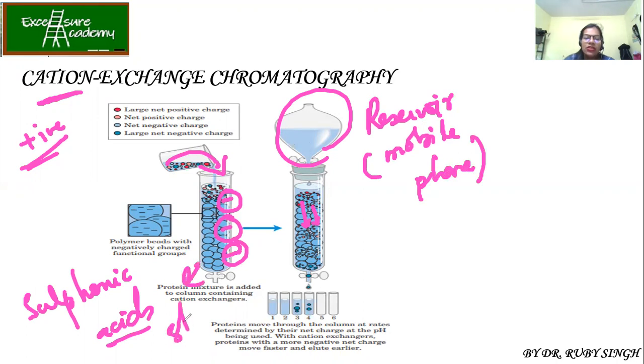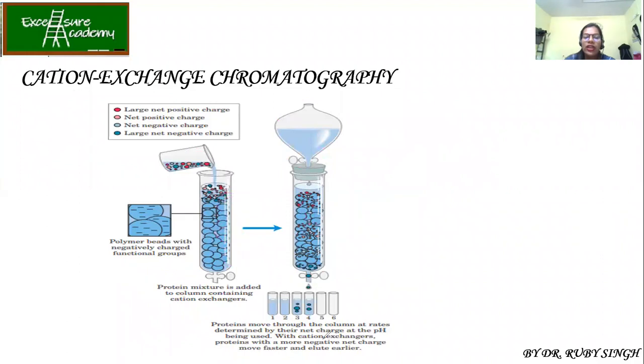Here this matrix is your stationary phase. Then slowly you start collecting the sample. Now in this case, proteins move through the column at rates determined by their net charge at the pH. So once you start adding over here, the negative charges are bound with the positively charged proteins, right? With cation exchangers, proteins with more negative charge move faster and elute earlier.